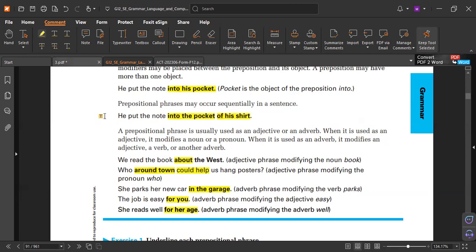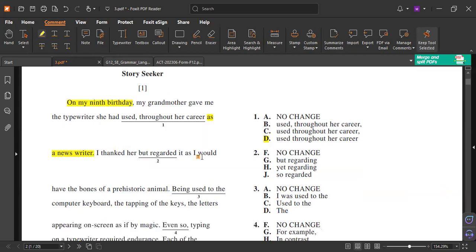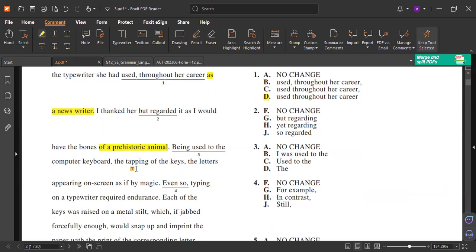Let's find a real text. Look, the sentence starts from the beginning to the end. On my 9th birthday, preposition phrase. Look, as a new writer, as is a preposition. As can be a conjunction, but here it's a preposition, like I work as a teacher. For example, of an animal. Remember, it starts with prepositions. So look for prepositions. Look, of.